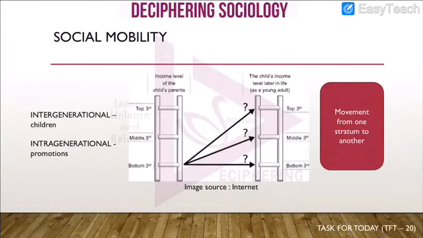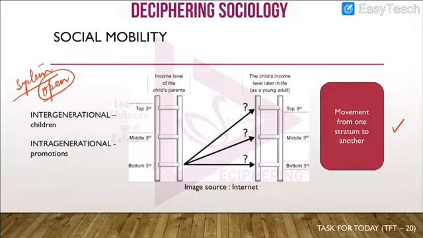So what happens if you want to move from one group to another? In that case, the system will have to be an open system which will allow movement. And this movement of people from one group to another or one stratum to another is known as social mobility.